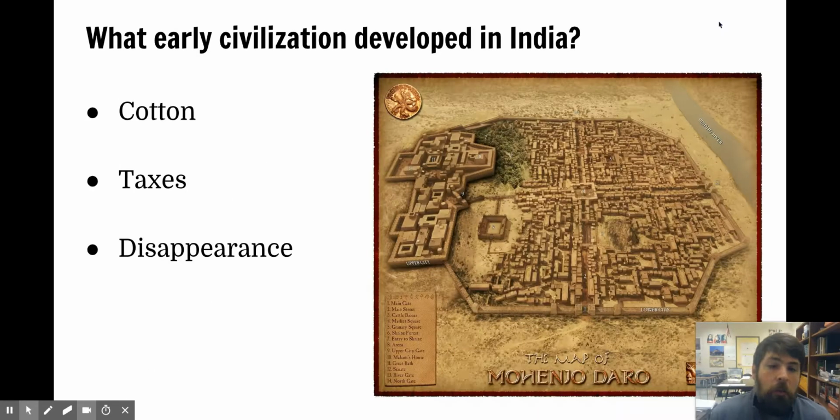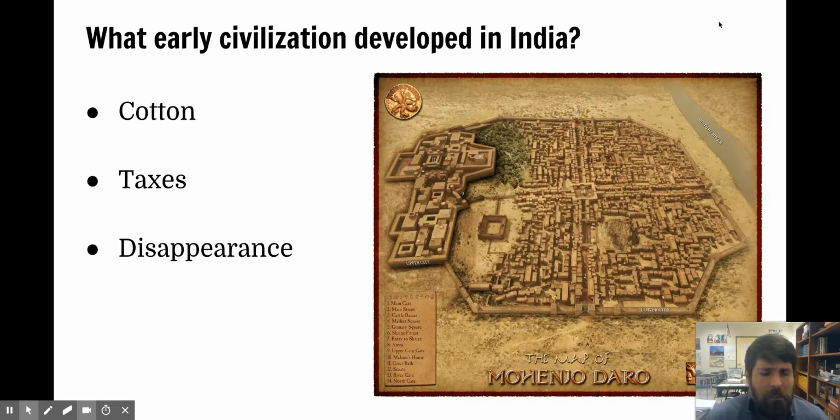We also know that people of the Indus Valley grew cotton. That was a very popular crop that was used to make textiles. We know that the government taxed people, so we know that there was an organized government there. And then mysteriously, we know that the city-states disappeared, that the civilization disappeared around about the year 1700, just about the same time that Hammurabi was writing his law code.